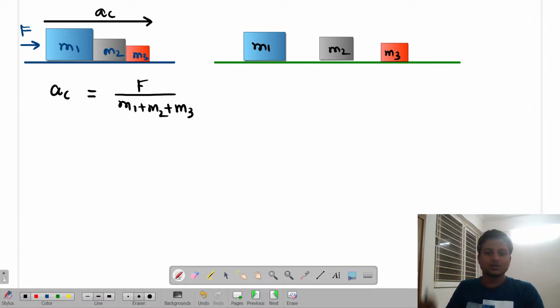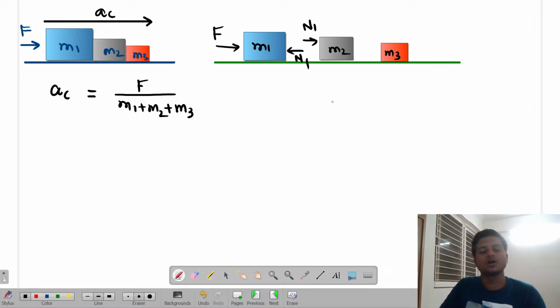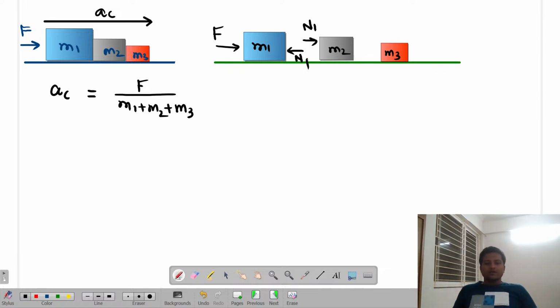Okay, now look carefully. If force is applied on M1, then for this force there will be a normal reaction on M2, isn't it? I call it N1. So there is an equal and opposite N1 on M1. Are you able to get me or not? Yes. Now, M2 is also trying to push M3, so there will be a normal on M3. I call it N2. And there is an equal and opposite reaction. All of them are moving with common acceleration AC.